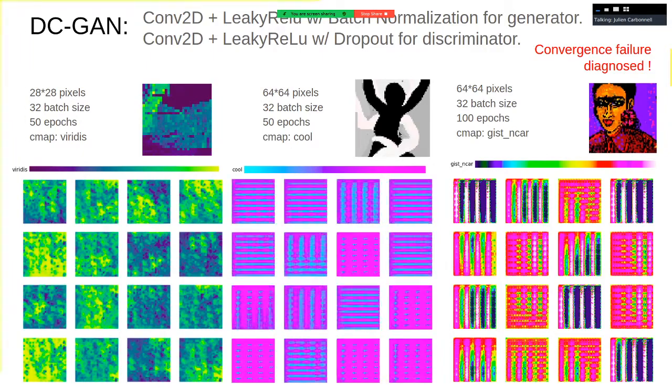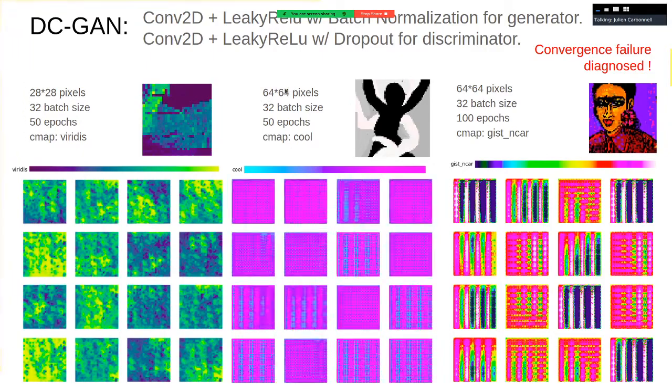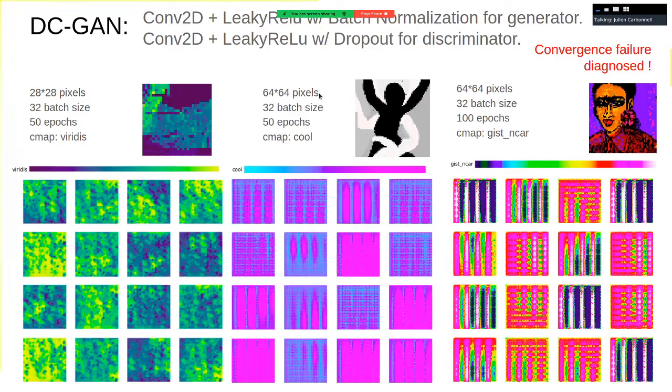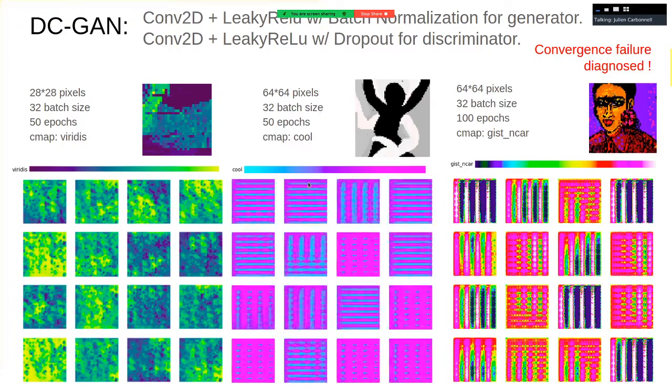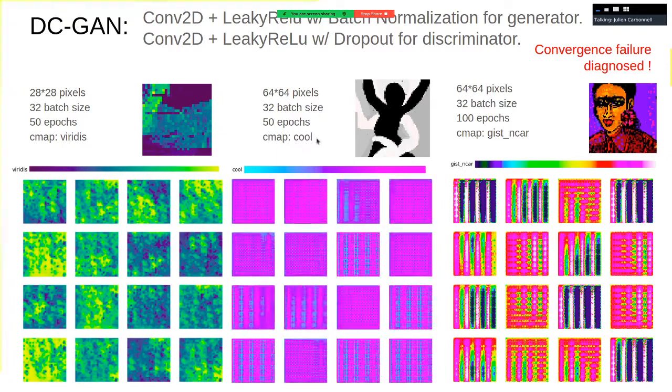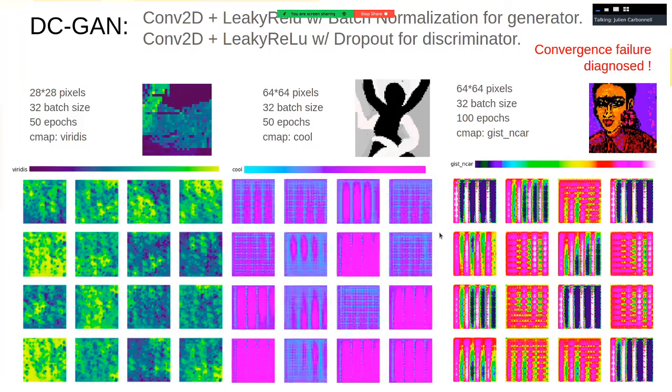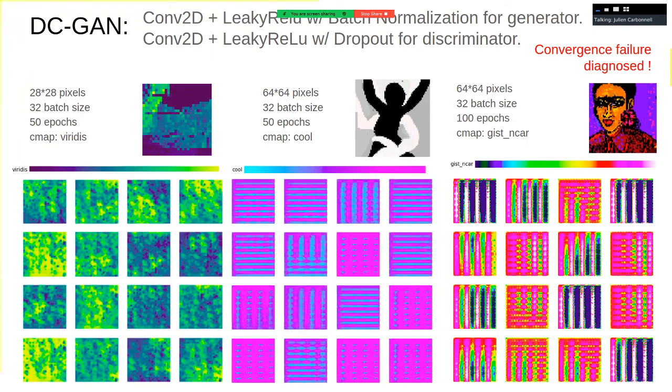But no, actually the model is not working. You see that when I started with bigger pictures, 64 by 64, 50 epochs, with this other color map that's called cool, I tried a GIF to visualize the history, and you can see that the model is not learning anything, right?